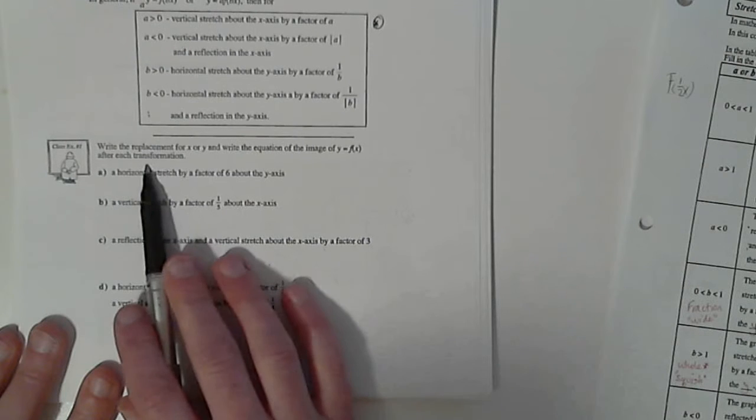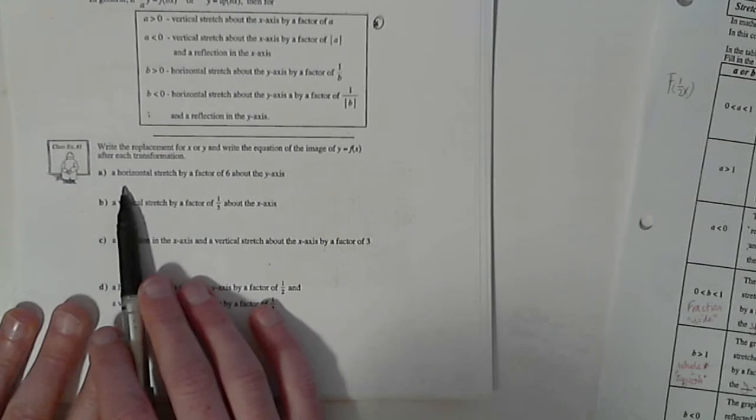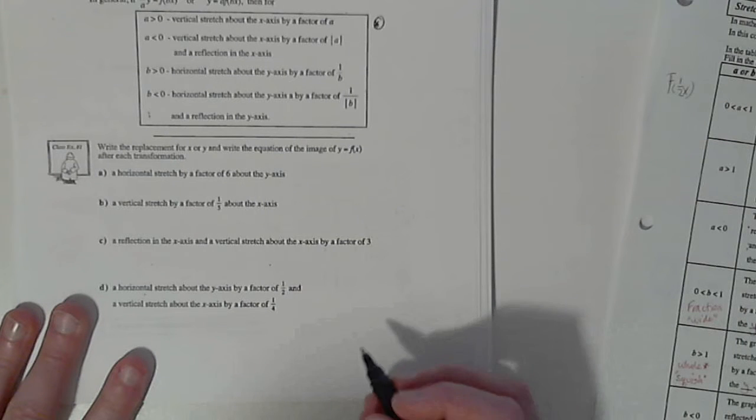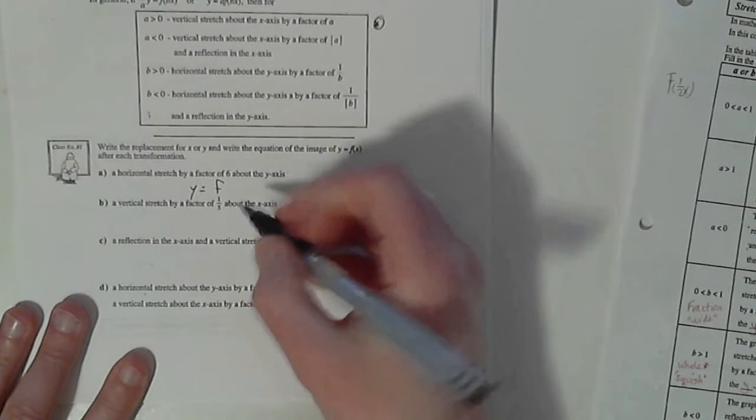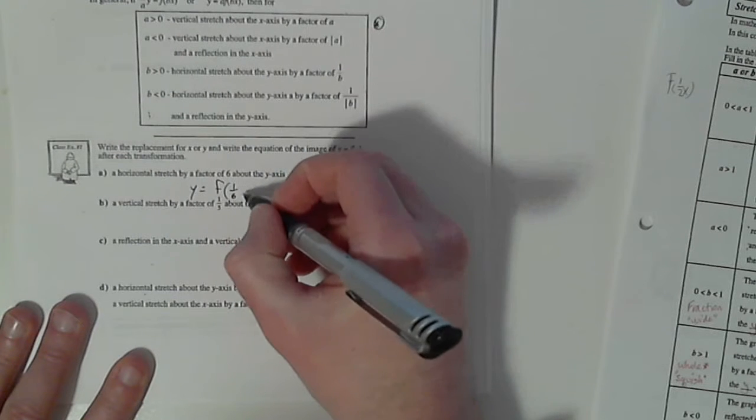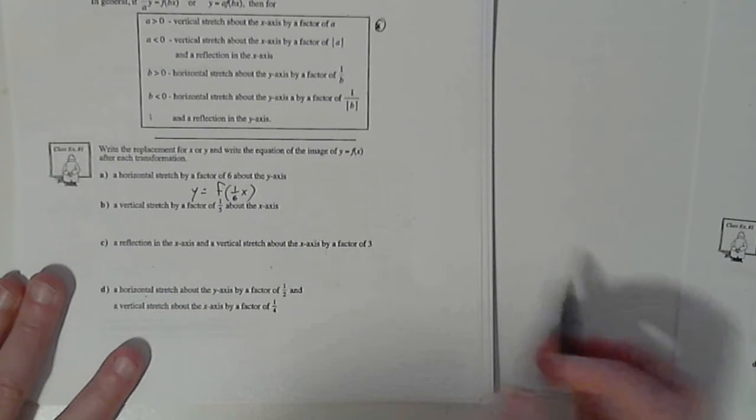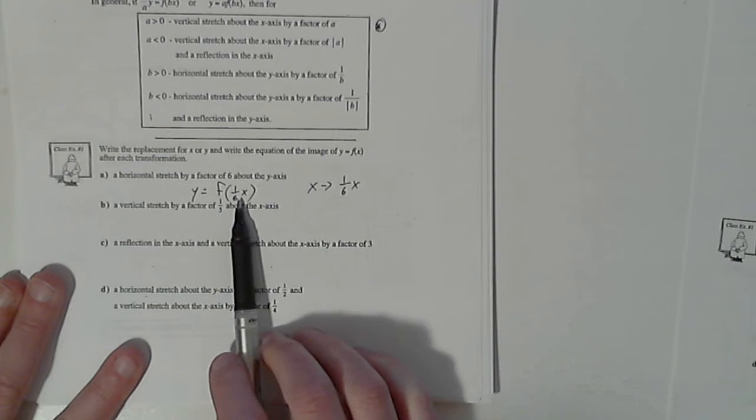Write the replacement for x or y, and write the equation for the image after each transformation. So a horizontal stretch by a factor of 6 about the y-axis. Horizontal stretch by a factor of 6. So this is going to be y is equal to f, and this is going to be inside, and it's got to be backwards, so it's got to be 1/6 of x. Yeah, I'll write the replacement. So we're replacing x with 1/6 of x is the replacement formula, and it ends up with that formula.